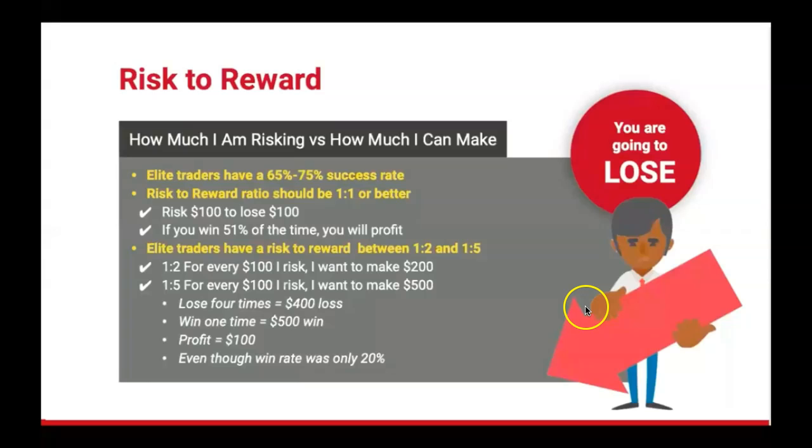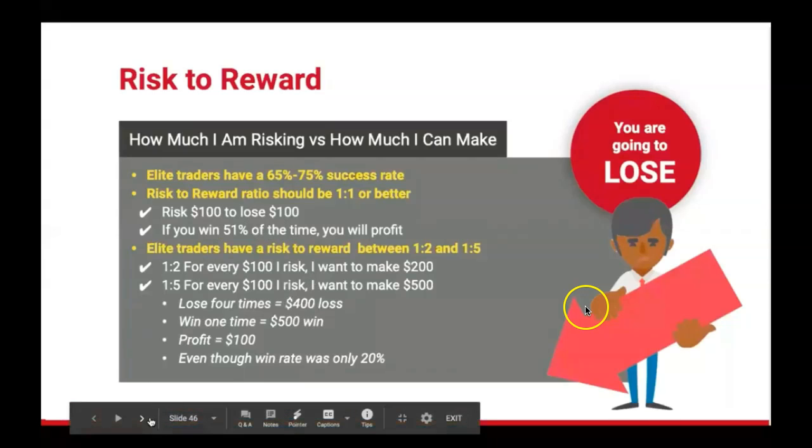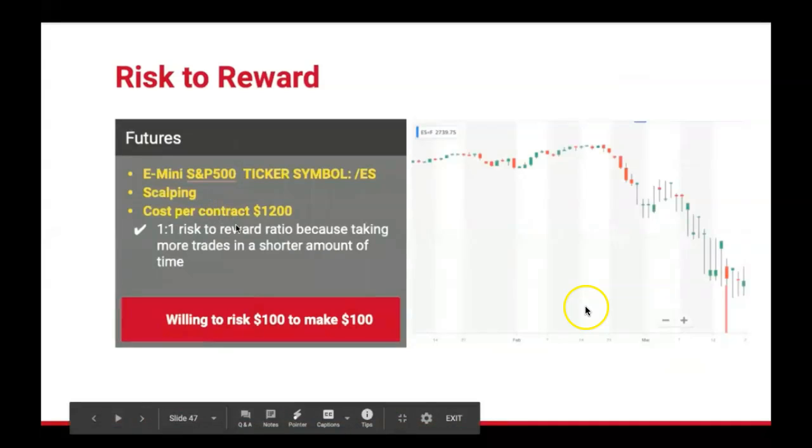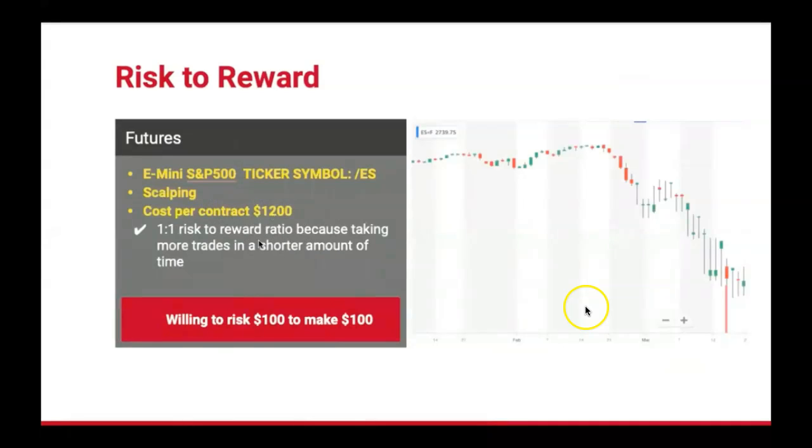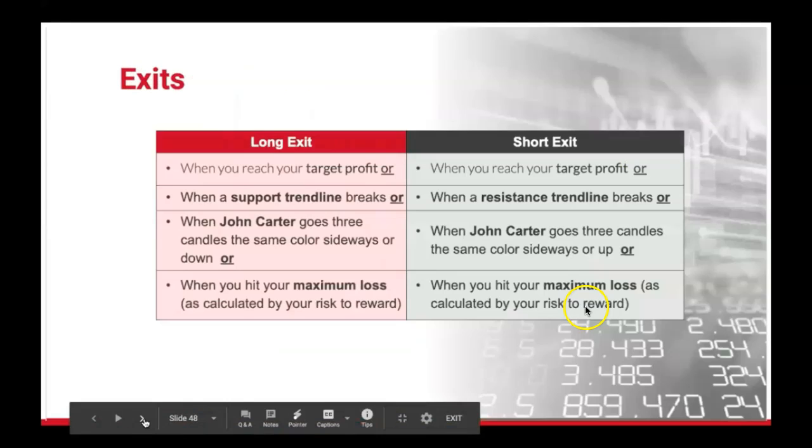You elite traders have a 1-to-5 ratio or a 1-to-2 ratio. They're risking $100 to make $200, $100 to make $500. If you're trading the E-minis, the risk isn't how much the contract is. Out of that $1,200, how much are you risking? Maybe it's $100 out of that $1,200. If it drops $100, guys, you've got to get out. You've got to. So what are your exits?